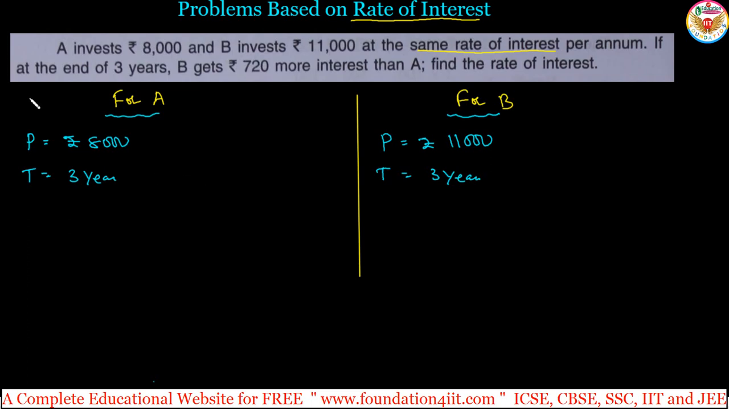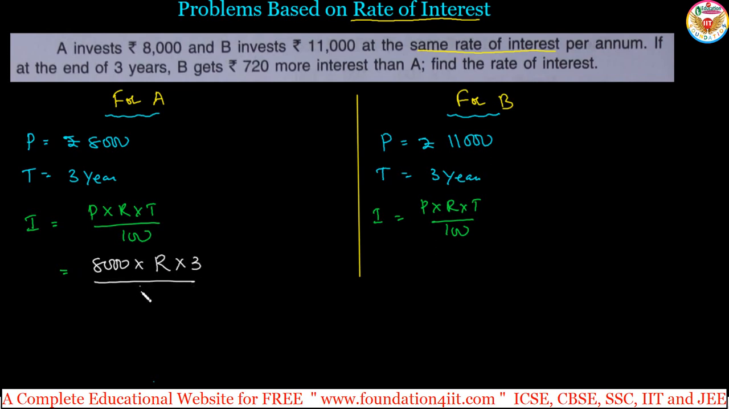So we know the interest formula: I is equal to P R T by 100. Okay, same formula. I is equal to P into R into T by 100. Substitute the values here. P is 8,000 into R into time 3 by 100. Here it is 11,000, rate of interest is R, time 3 by 100. Simplify both cases. 100 times 80 and 100 times 110, right?